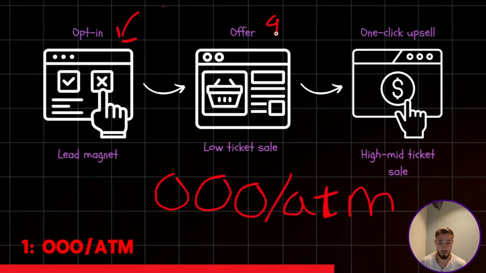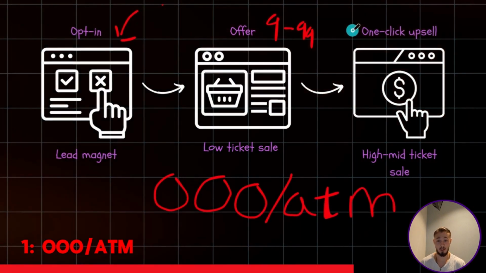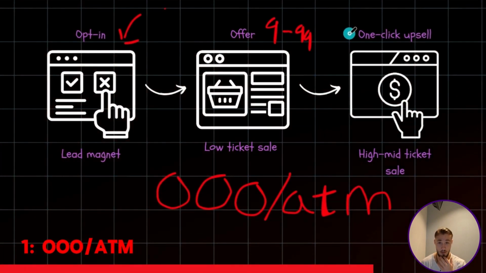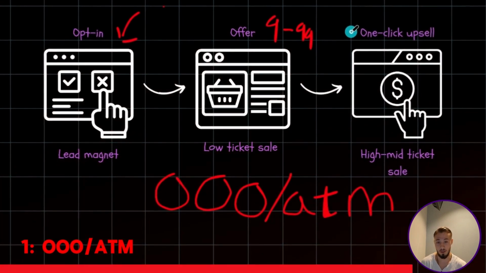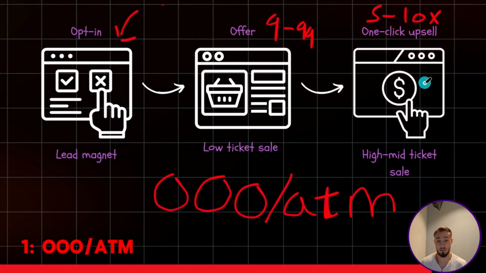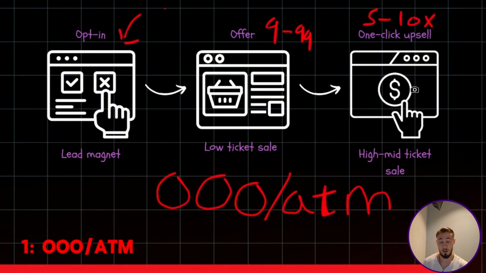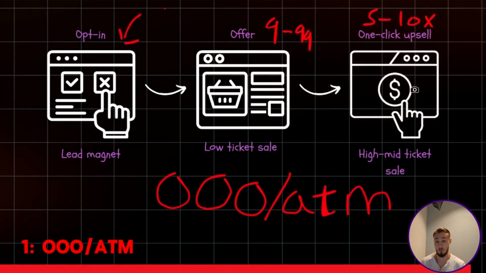So this offer should be low ticket, anywhere from like $9 up to $99. I've seen $100 convert as well. And then if they buy that product, we'll give them a chance to buy something else where we attempt to 5x or even 10x the amount of revenue they've already spent. So in other words, it would be a high to mid ticket product.